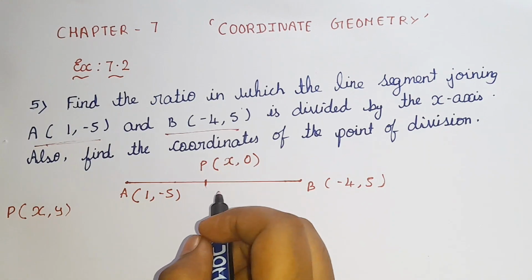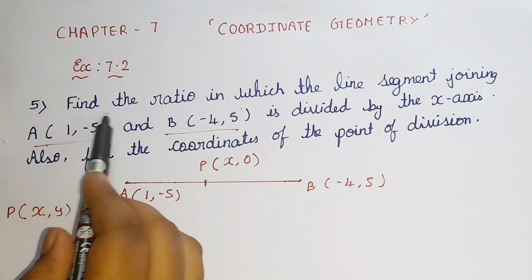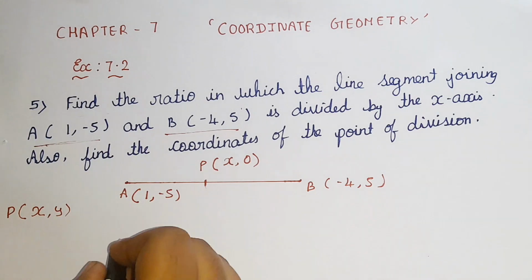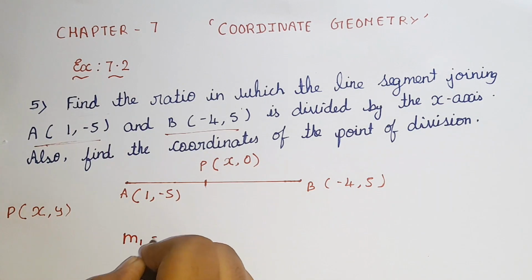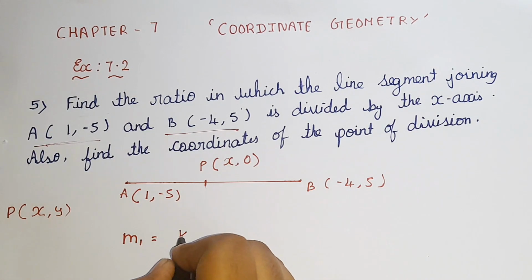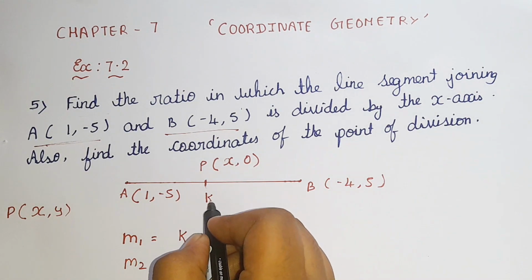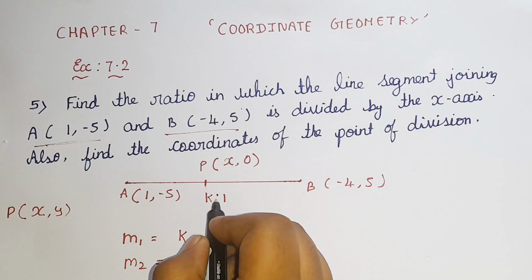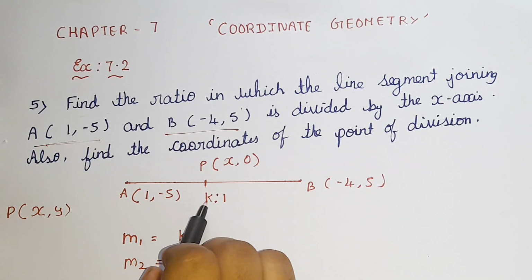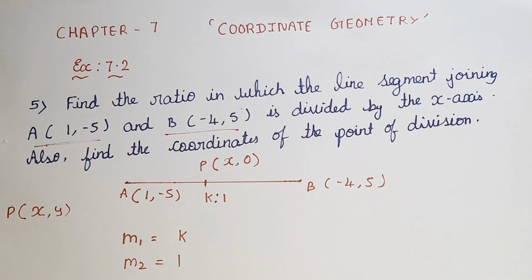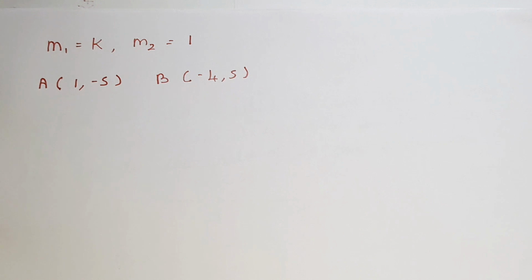Now we are supposed to find the ratio. That is the important point here. Since I am supposed to find the ratio, I am going to take m1 as k and m2 as 1. So let the ratio be k is to 1. Later when we solve, we'll get to know the ratio. Alright, now let us apply the section formula.